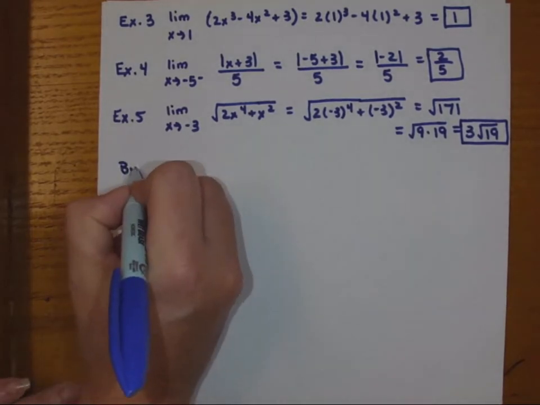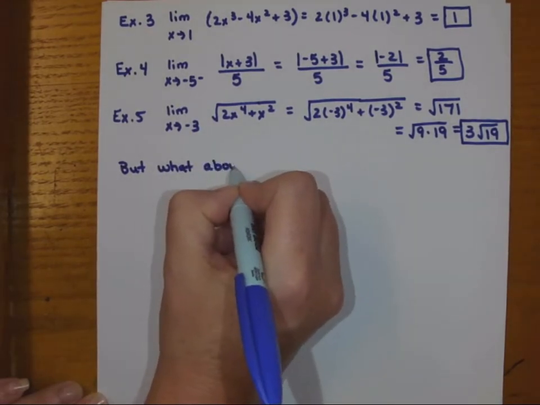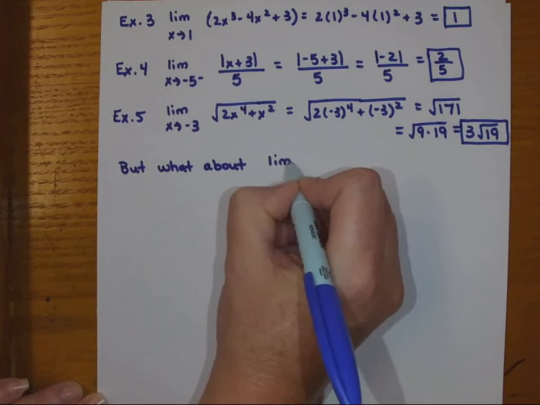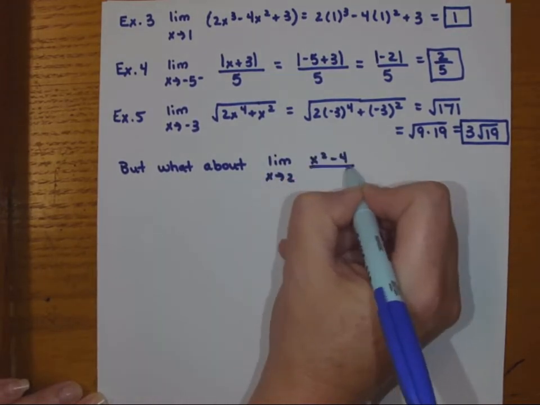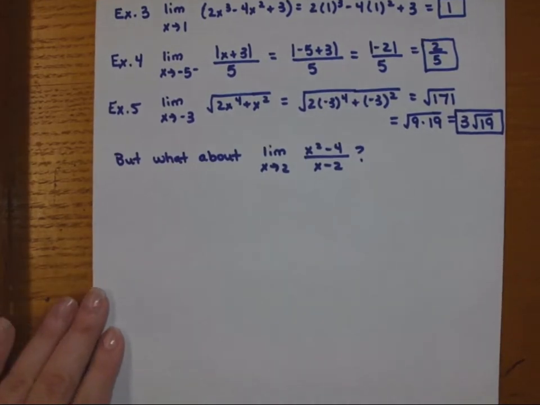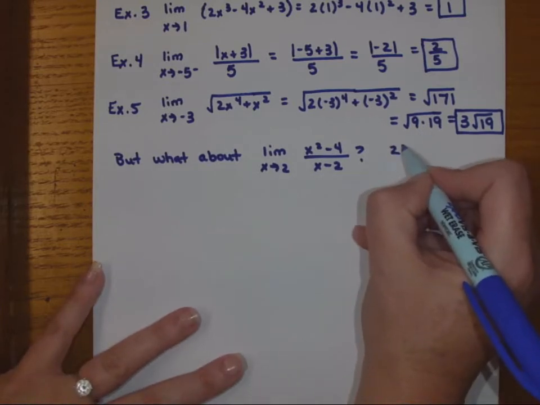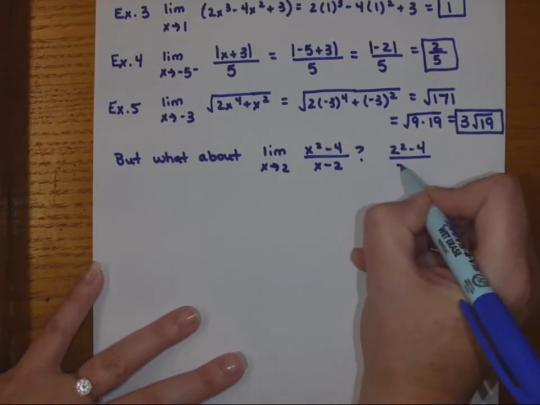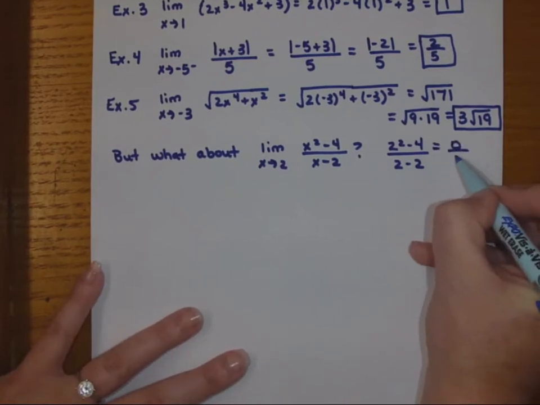All right, so I had you underline that word try for a reason. So let's talk about what happens in a problem like this. What about the limit as x approaches 2 of x squared minus 4 over x minus 2? Maybe you don't see a problem with that, so let's try our plug-in method. Let's try to plug in 2. Notice that when we do, we get 0 over 0.